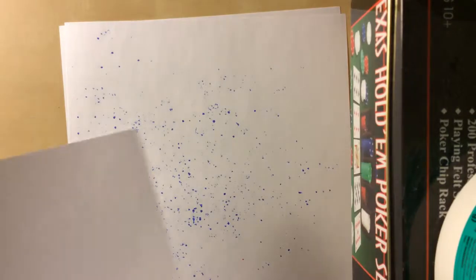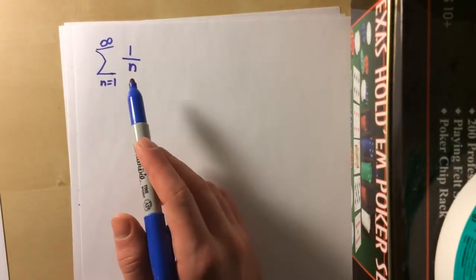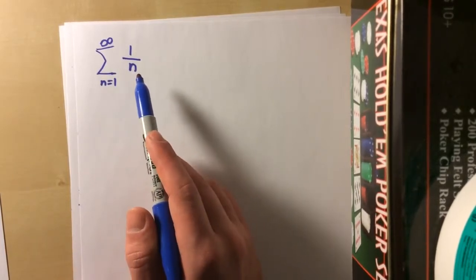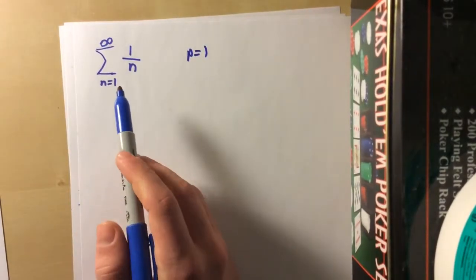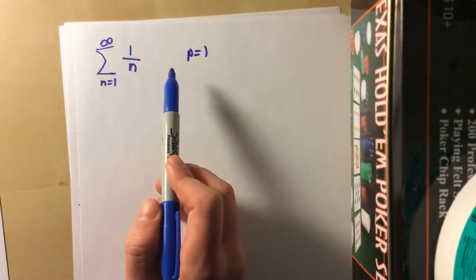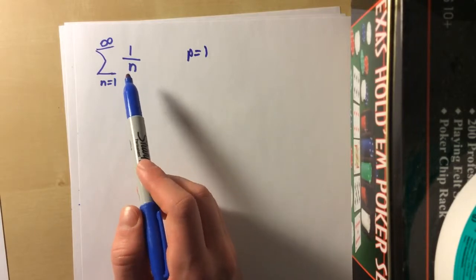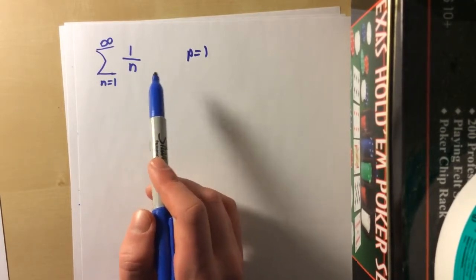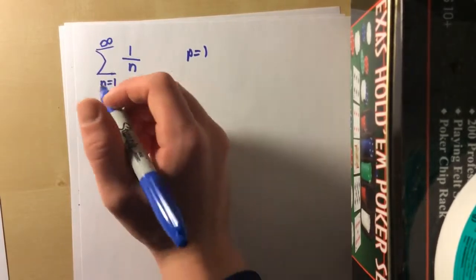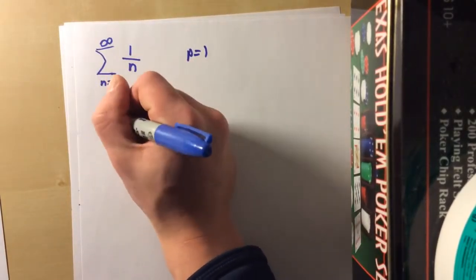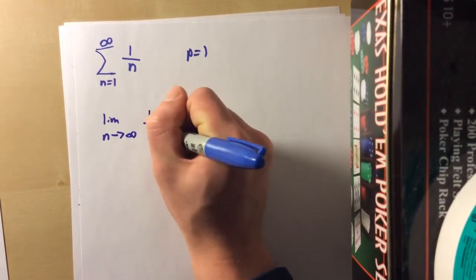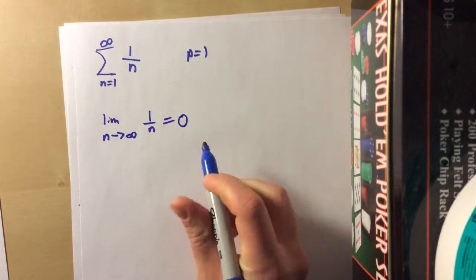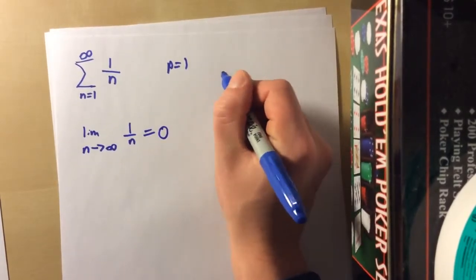Let's look at another sample problem. And you guys probably recognize this. This is a p-series where p equals 1. And what we know is that when p equals 1, the series will diverge, because p needs to be greater than 1 for it to converge. If we use the nth term test, we get the limit as n approaches infinity of 1 over n, well, that is equal to 0. So this we know diverges.